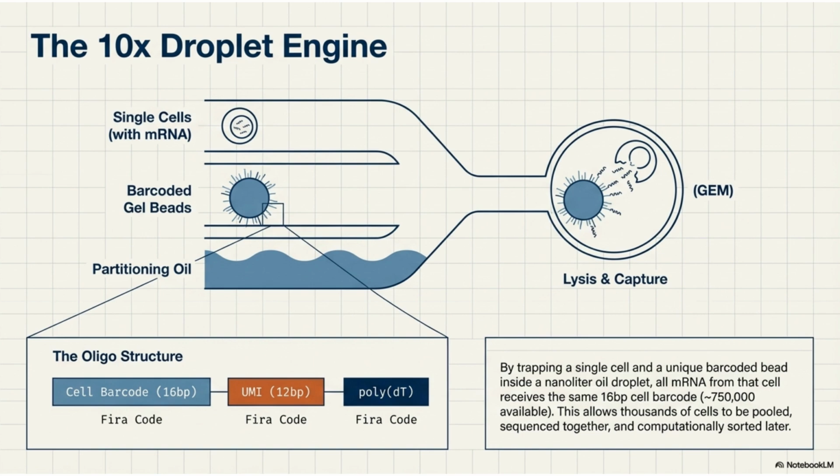The 10x Droplet Engine is central to this process. By trapping a single cell and a barcoded bead inside a nanoliter oil droplet, all mRNA from that cell receives a unique 16 base pair cell barcode. This process allows thousands of cells to be sequenced and computationally sorted later.